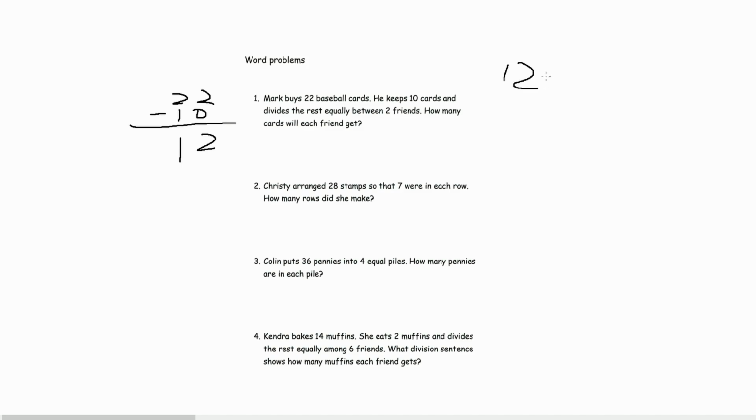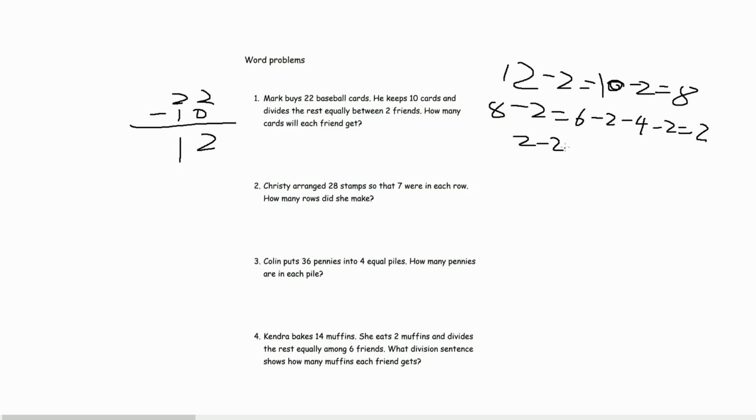So we're going to use subtraction. Minus 2, because there's 2 friends. That'd be 10, then 10 minus 2, that'd be 8, and then 8 minus 2, that'd be 6, 6 minus 2, that'd be 4, 4 minus 2 would be 2, and 2 minus 2 would be 0. So we used 1, 2, 3, 4, 5, 6. So each friend will get 6 baseball cards.